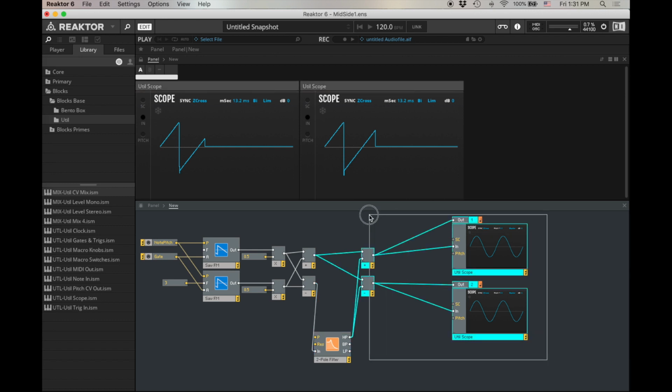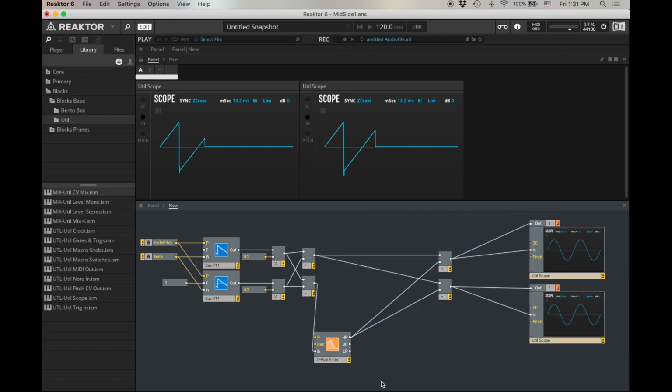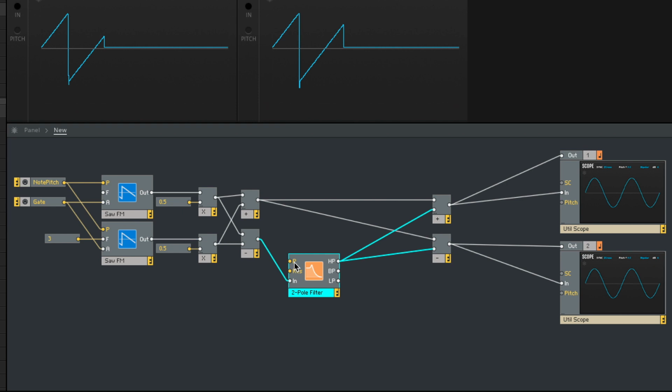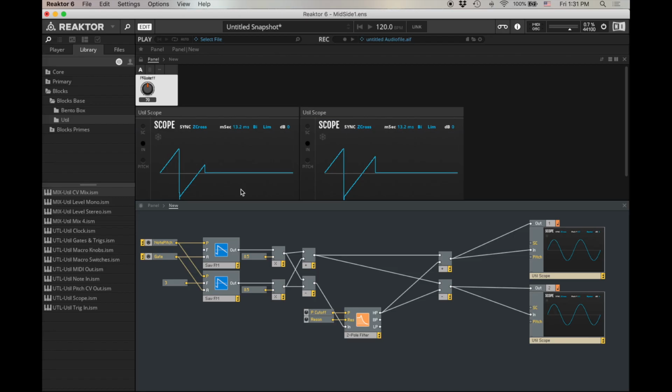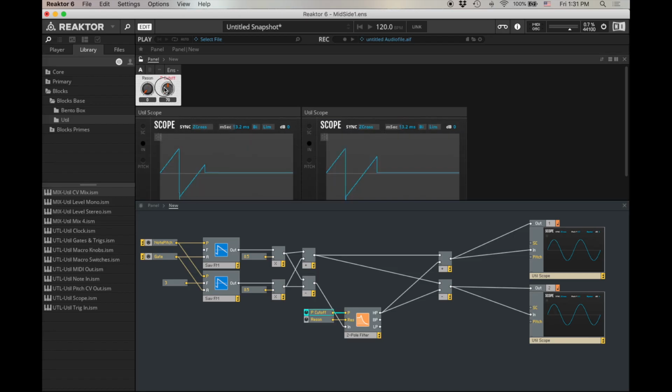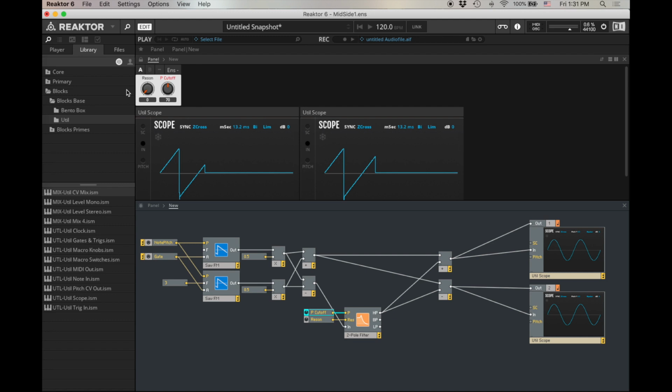I'm going to move this so it's a bit more clear, my flow. Okay, so now we're just filtering the sides. Let's create some controls for that. Okay, clean up our panel. And let's check it out.